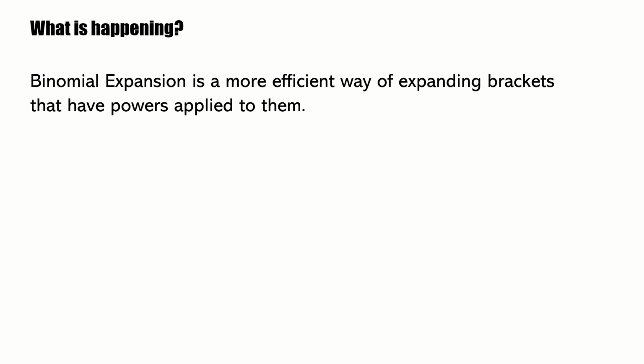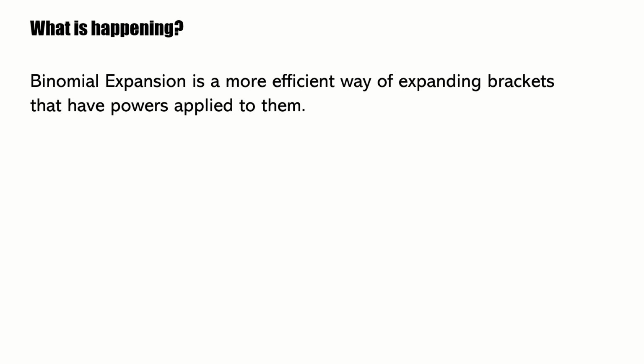Well, as I mentioned, we're going to be using a trick called binomial expansion, which is only for situations where you're trying to multiply out brackets that have a power applied to them. But to see how this trick is going to work, let's take a look at what happens when you try to manually multiply out brackets.